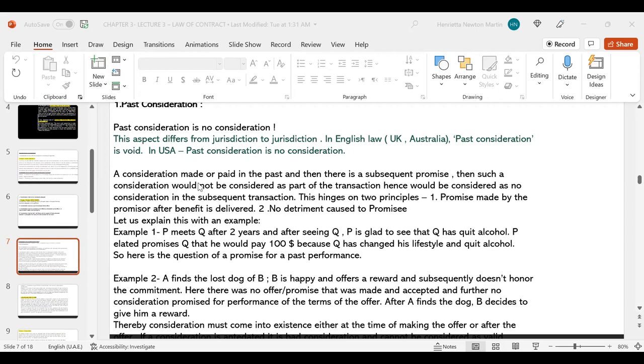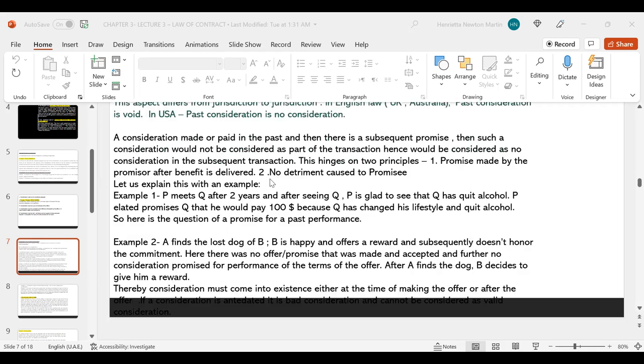Next is example two. A finds the lost dog of B. B is happy and offers a reward and subsequently doesn't honor the commitment. Now here, there was no offer, there was no promise that was made and accepted, and further, no consideration promised for performance of the terms of the offer. So after A finds the dog, B decides to give him a reward.